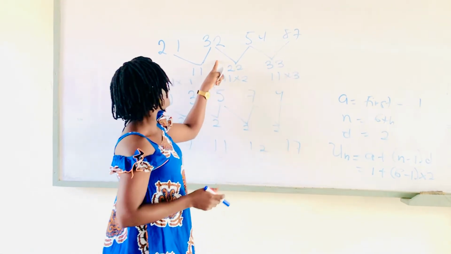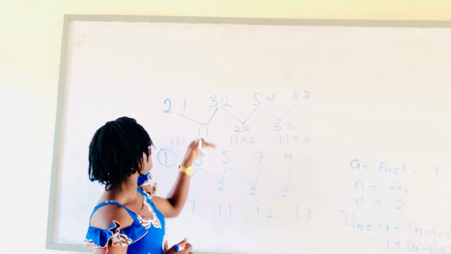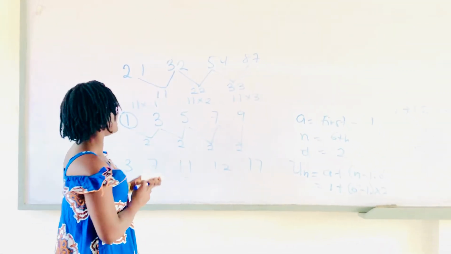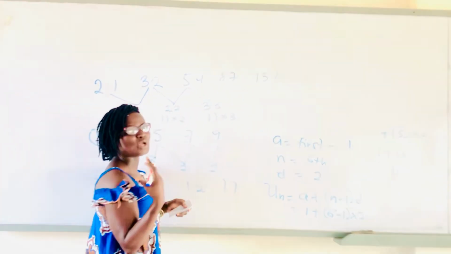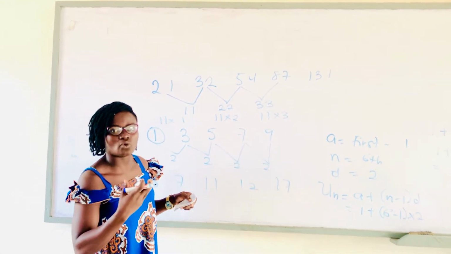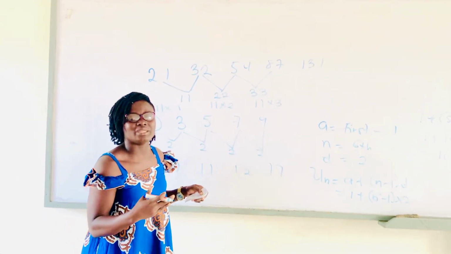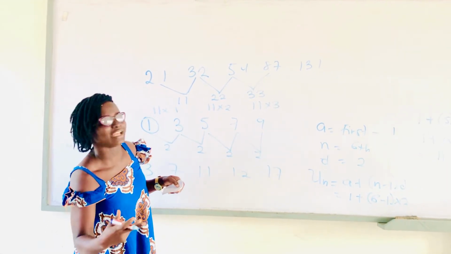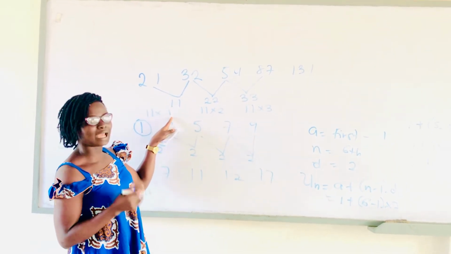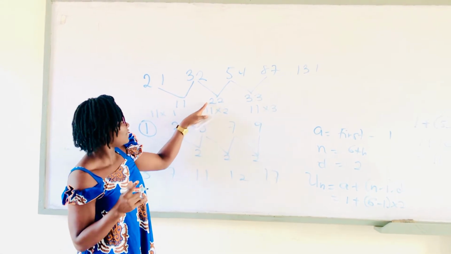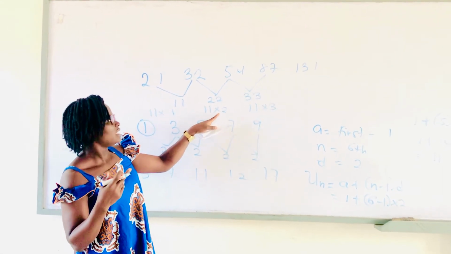Then looking at the first set of numbers, our next number is going to be 131 because the pattern was the difference between them is 11 multiplied by the next number. This is 11 multiplied by 1. This is 11 multiplied by 2.